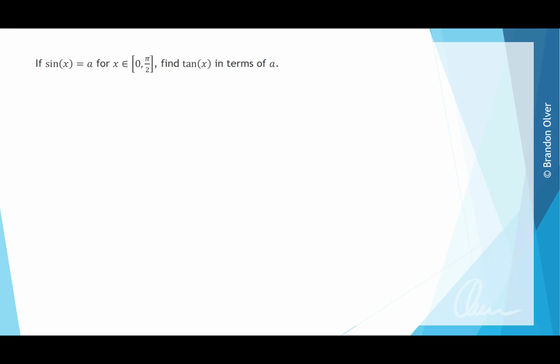If sine x equals a, for x an element of 0 to pi on 2, find tan x in terms of a. The first thing we should do before going too far into this problem is have a look at the domain of x. As x is an element of 0 to pi on 2, we know that we're in the first quadrant. Therefore, we know that tan of x is going to be positive.